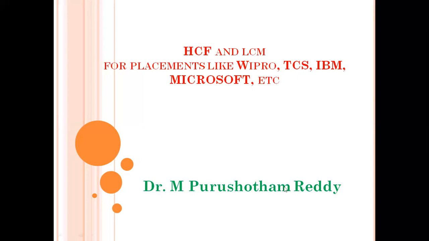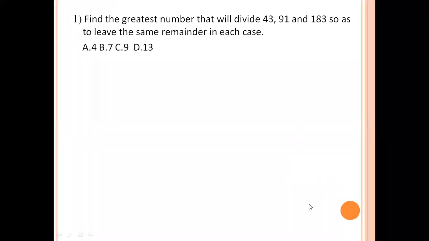Now here we see the first problem. Find the greatest number that will divide 43, 91 and 183 so as to leave the same remainder in each case. So here the greatest number is 13. 13 3s are 39, carry 4. 13 7s are 91. So here both cases the same remainder is not there. Let's try to divide with 7.